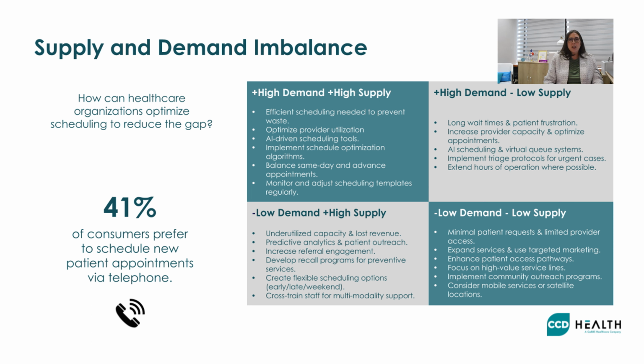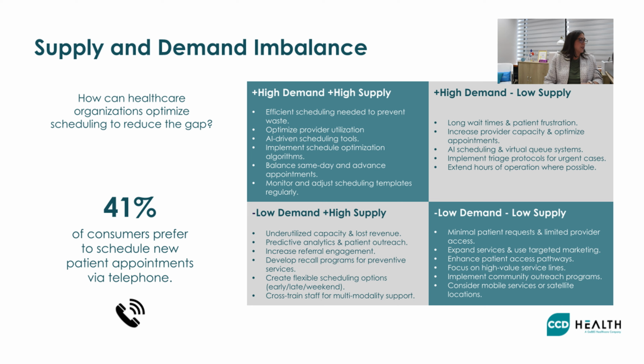The second quadrant that we're going to talk about is the high demand and the low supply quadrant. This is a very common challenge. There are longer wait times and there's high patient frustration due to different physician reports. There could be patient delays due to provider shortages. So increasing your provider capacity or increasing your hours of operation, or using AI virtual queues to predict no-shows and dynamically rearrange your slots could be a possible workaround for this quadrant.